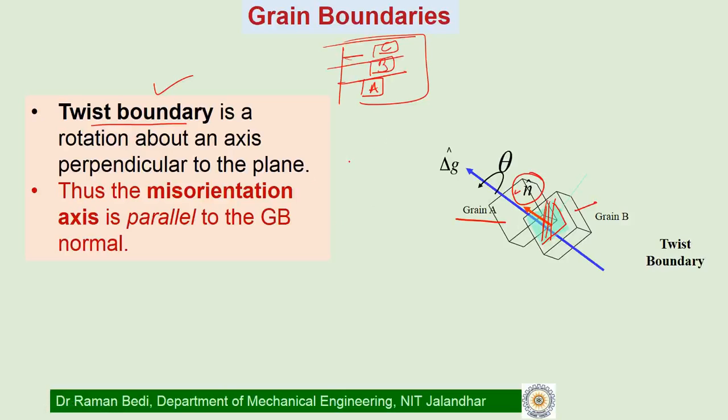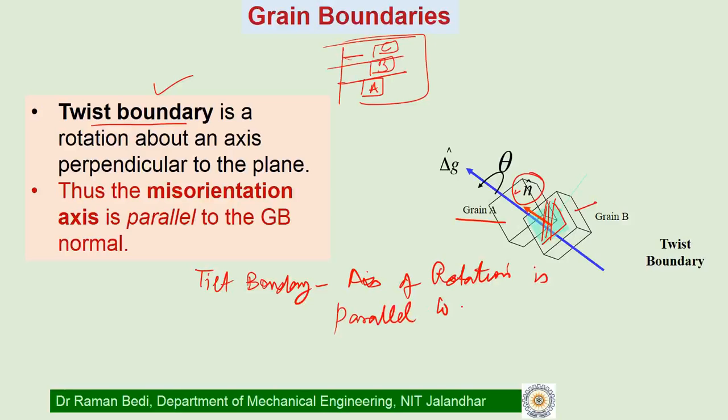That's the basic difference. If you remember, in the case of a tilt boundary, we said that the axis of rotation is parallel to the boundary surface or boundary plane, whereas in the case of a twist boundary, we are saying here that the axis of rotation is perpendicular to the boundary plane. So the boundary plane is here, the axis of rotation is here, the blue one, perpendicular to this. And the misorientation axis, or the axis of rotation, is parallel to the grain boundary normal. So the grain boundary normal and the axis of misorientation are parallel to each other, whereas in the case of tilt boundaries, they were perpendicular to each other. So that's the basic understanding between twist boundaries and tilt boundaries.